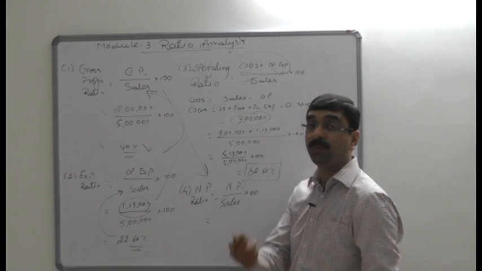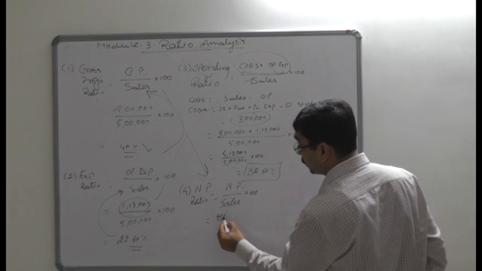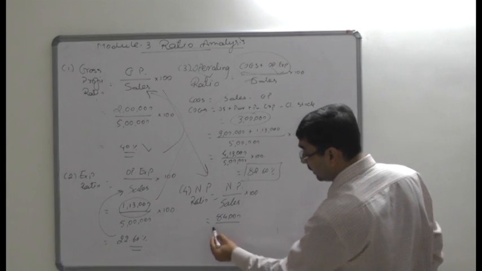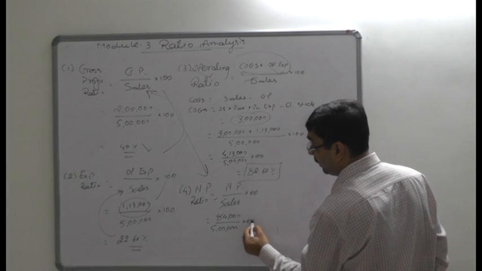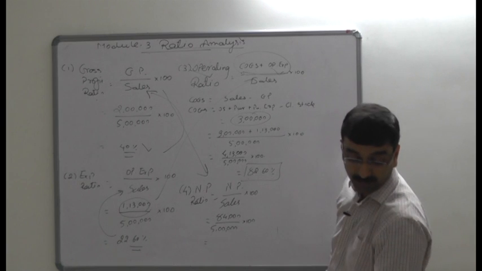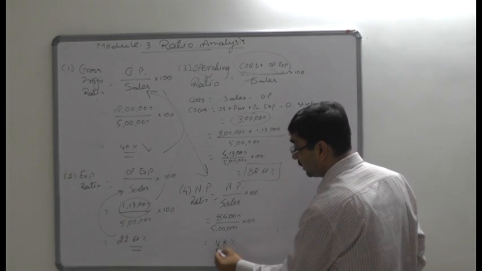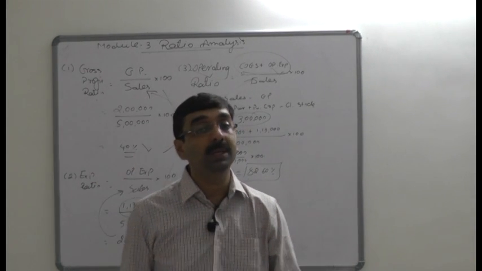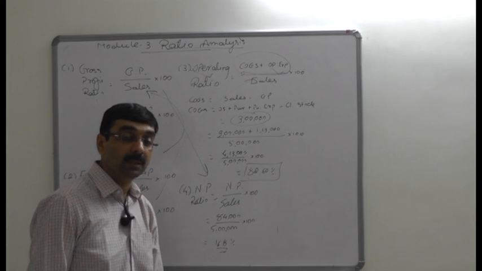So we need two pieces of information: one is net profit, another is sales. The net profit shown by the P&L account is 84,000, and the sales is rupees 5 lakh. When you compare these, your answer would be around 16.8%. That means your net profitability on sales is very close to 16.8%.